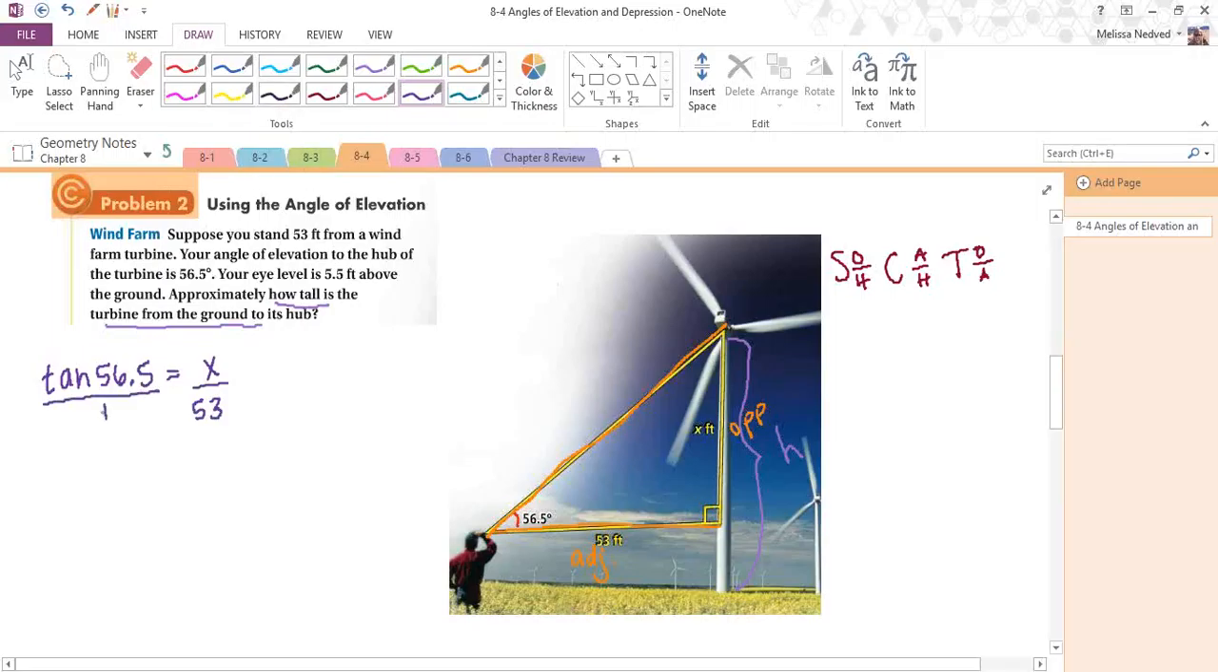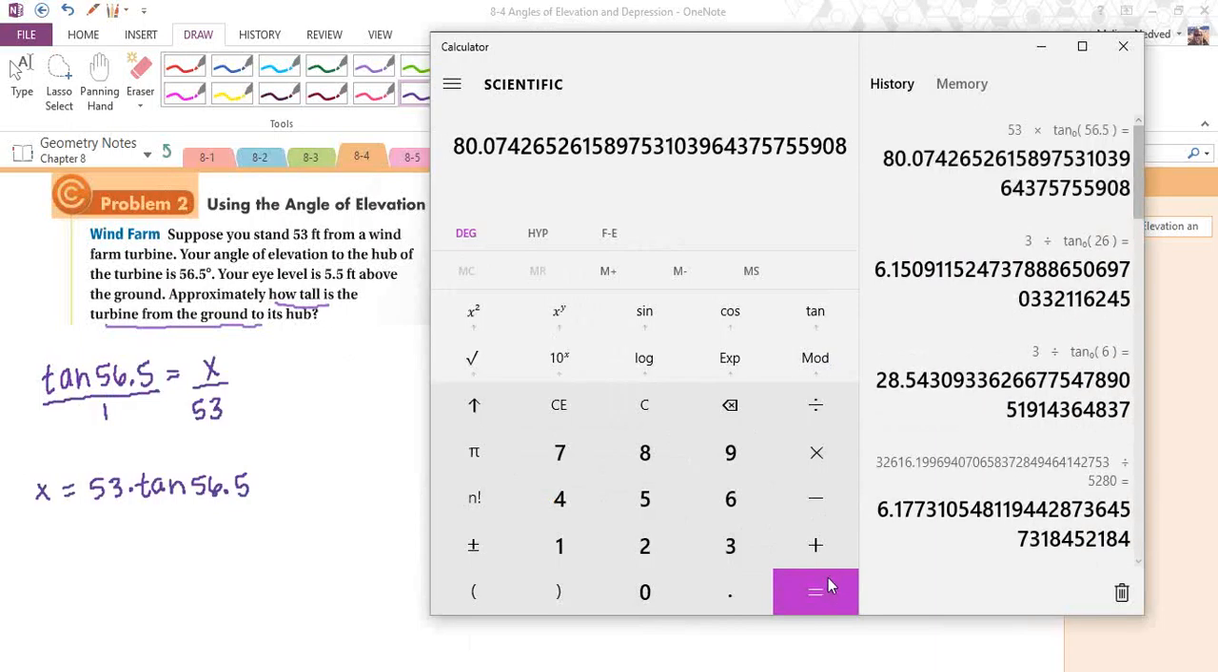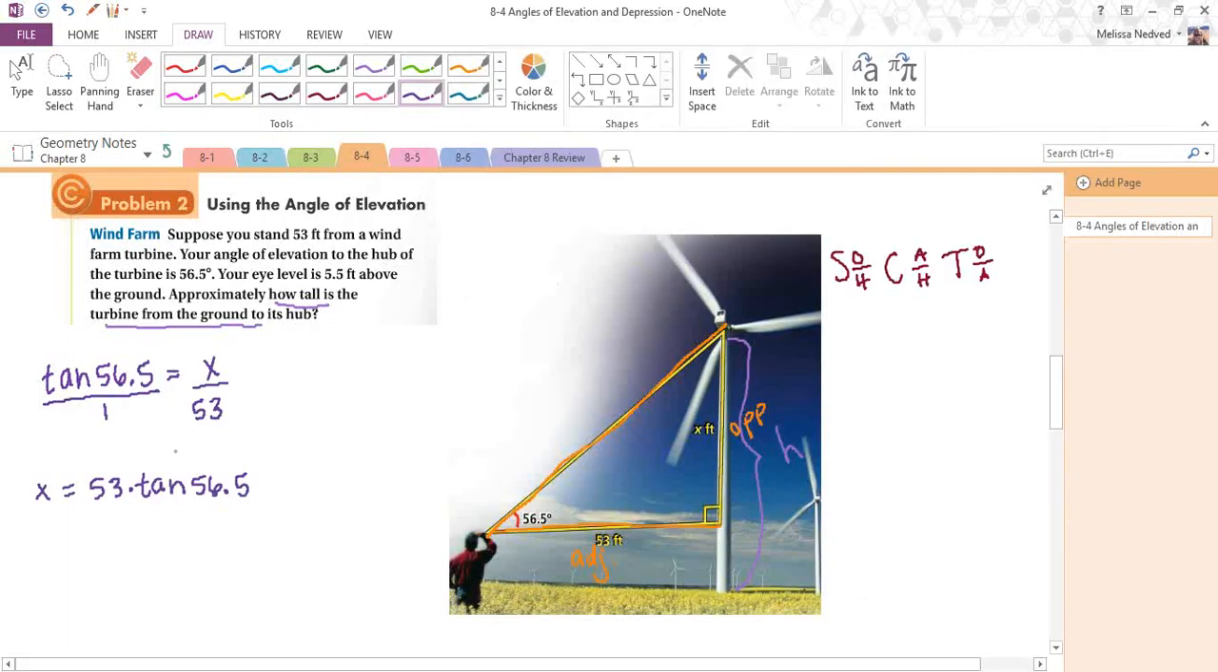So I'm going to put my tangent over 1, cross multiply, and I get x is equal to 53 times tangent of 56.5. So we've practiced this in section 3. Make sure you have a calculator that can calculate trig functions, and make sure that you're in degrees. And let's go ahead and throw this into our calculator. 53 times, in my calculator, I put the 56.5 before I click tangent. Yours may be different. Just make sure you're familiar with what you're using. And then always make sure you go ahead and hit enter. So x is equal to about 80.07.